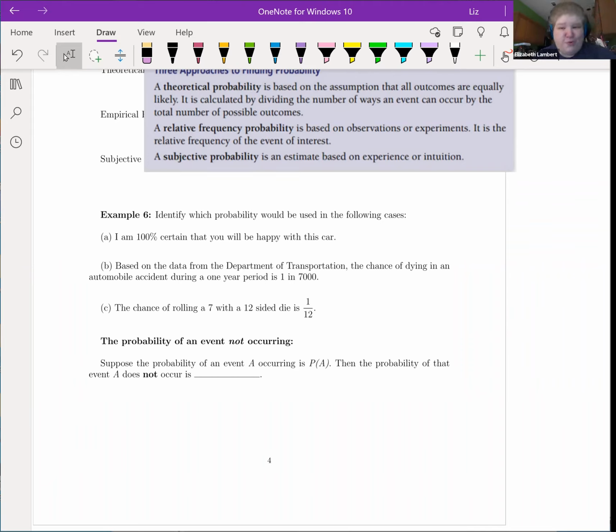I am 100% certain that you will be happy with this car. That sounds like an opinion, not a fact. That is our subjective.